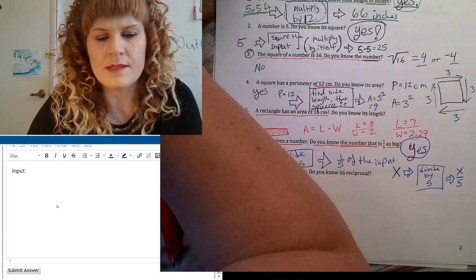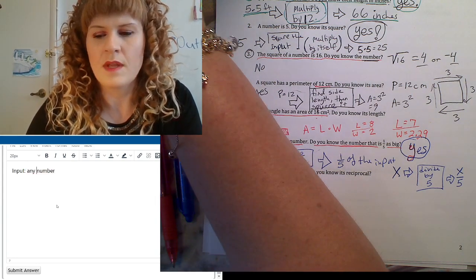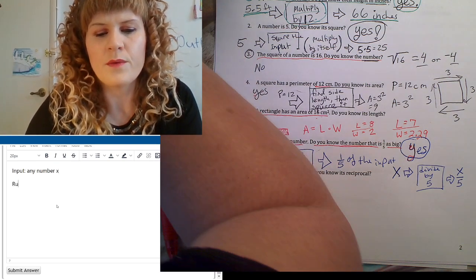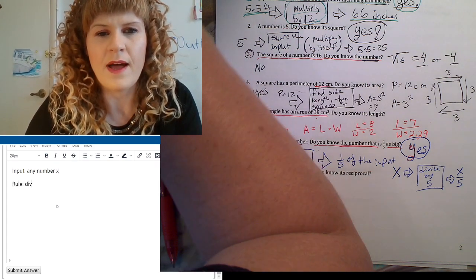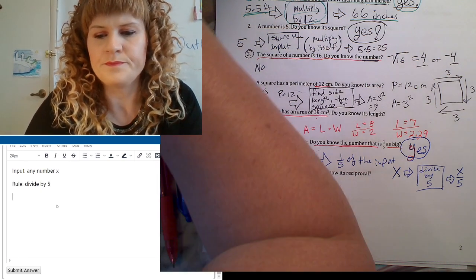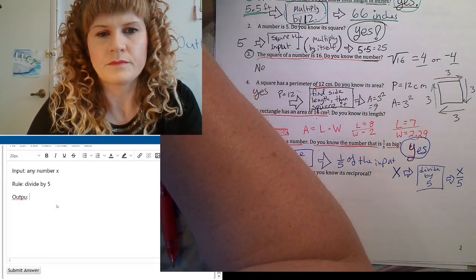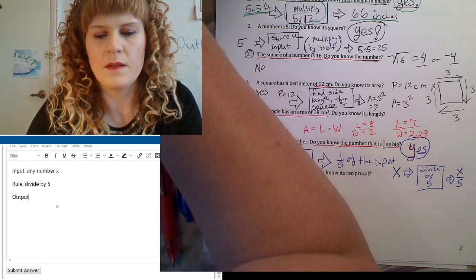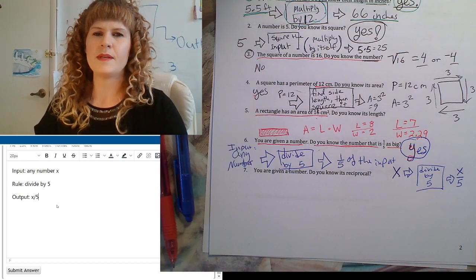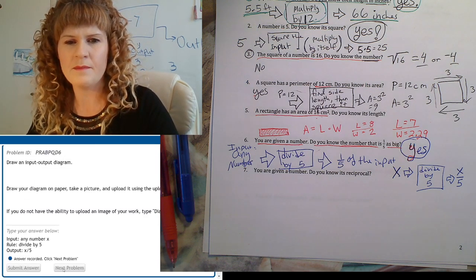You can draw a picture and take a picture or type it in. The input is any number, and I'll call it x. And the rule is divide by 5. And the output is x divided by 5. You can type it in like that, and I can see that you followed along, or take a picture of your diagram.